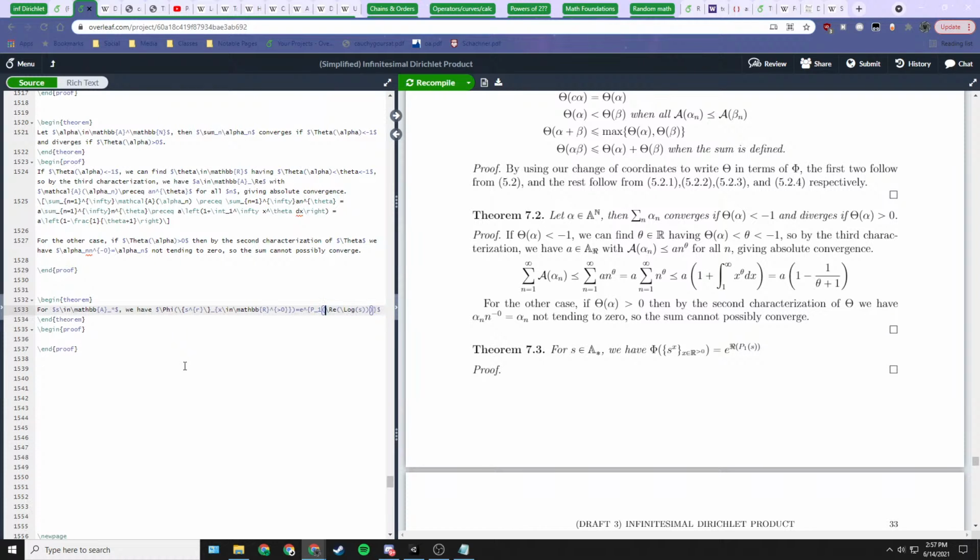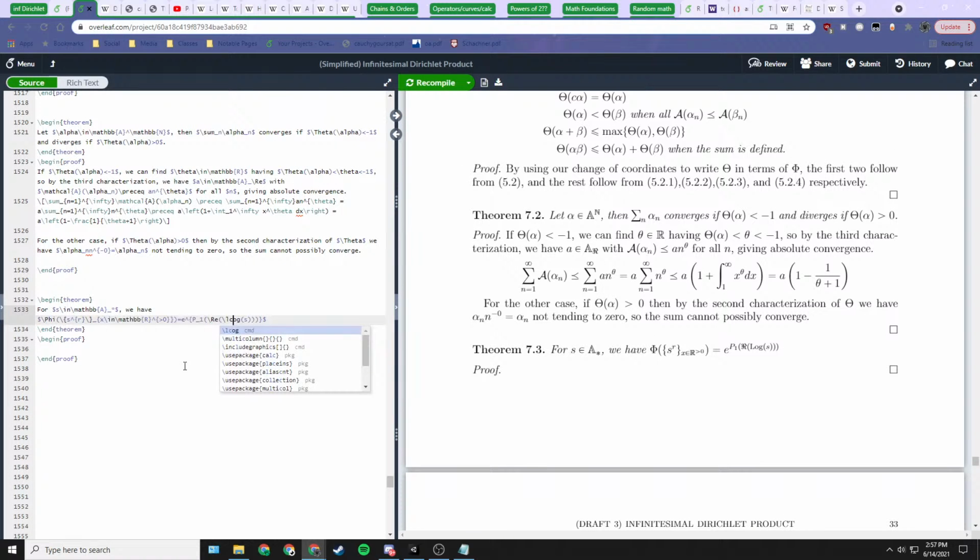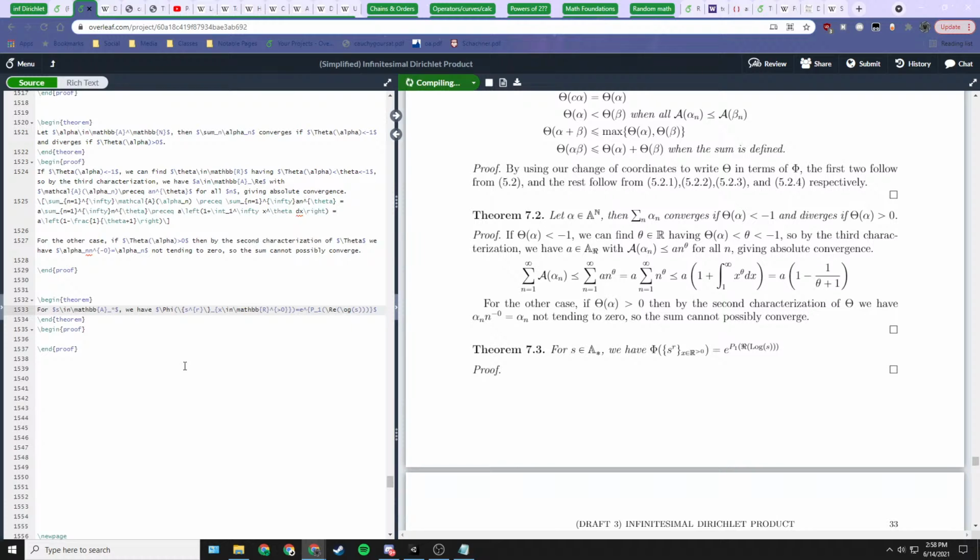Wow, all the stuff that we did actually paid off. We had all sorts of complicated things. Okay, so I think this is correct. So for any s in A star, we have phi of s power r, where r is in real positives, is this: e to the r times the real part of P1 of log of s.